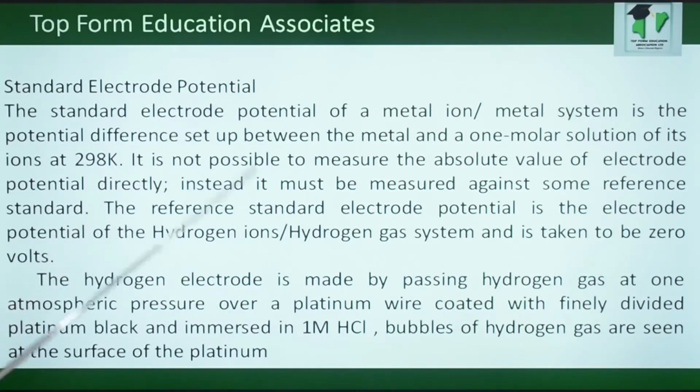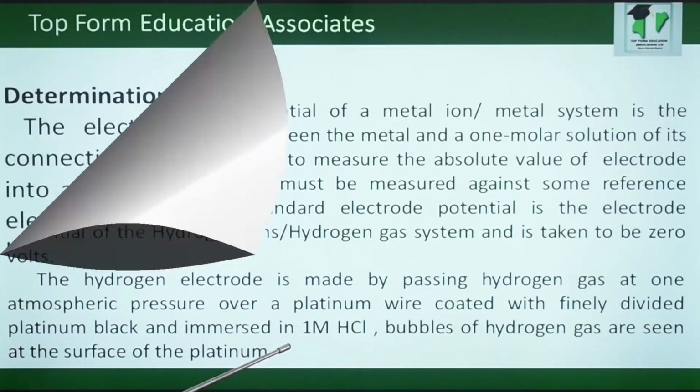It is not possible to measure the absolute value of the electropotential directly. Instead, it must be measured against some reference standard. The reference standard electropotential is the electropotential of the hydrogen ions and hydrogen gas system and is taken to be 0 volts. The hydrogen electrode is made by passing hydrogen gas at 1 atmospheric pressure over a platinum wire coated with finely divided platinum black and immersed in 1 molar HCl. Bubbles of hydrogen gas are seen at the surface of the platinum.